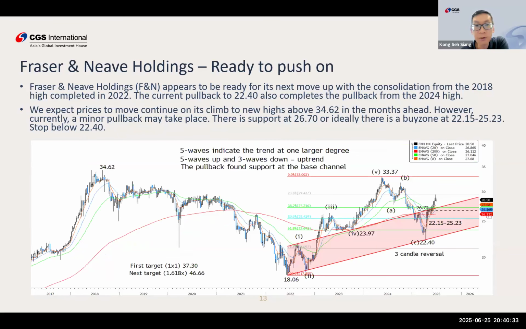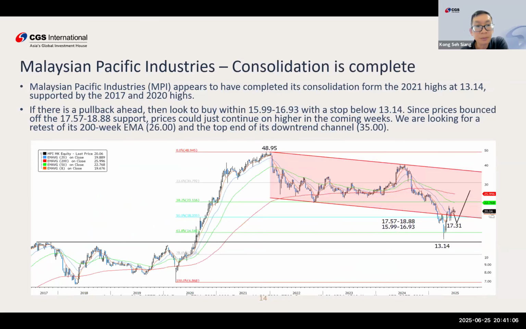So we also like FNN. FNN also looks like it's completed its correction from 2018 to 2022. We see a nice rally from 2022 to 2024, and the recent pullback actually found support at the base channel. The recent move over the last month or two tells us that prices are now getting ready to push on higher. So any weakness or any pullback here for FNN is still a buy against the low of 2240.